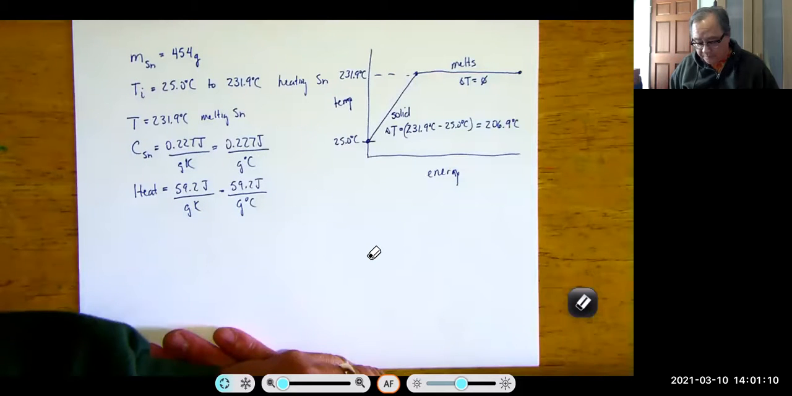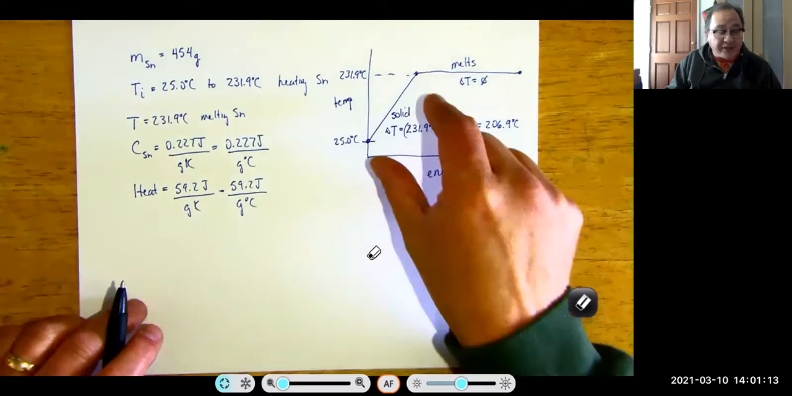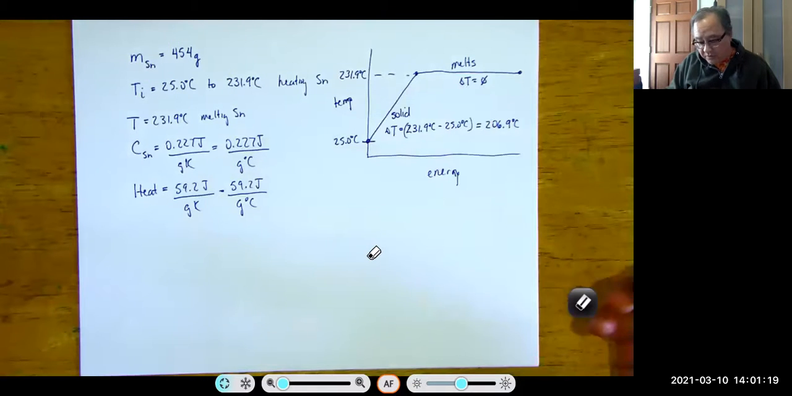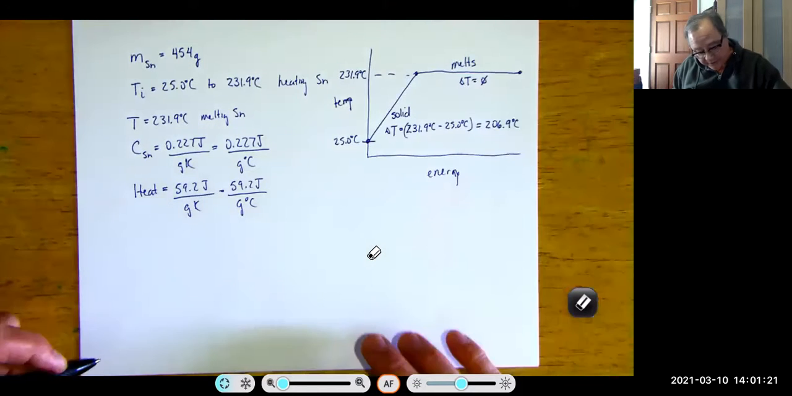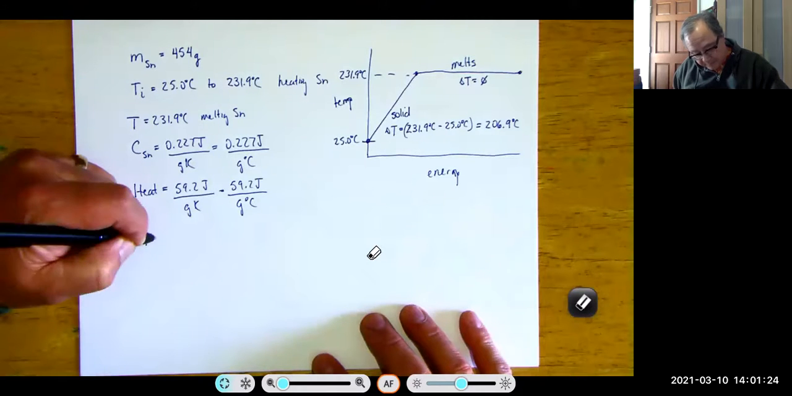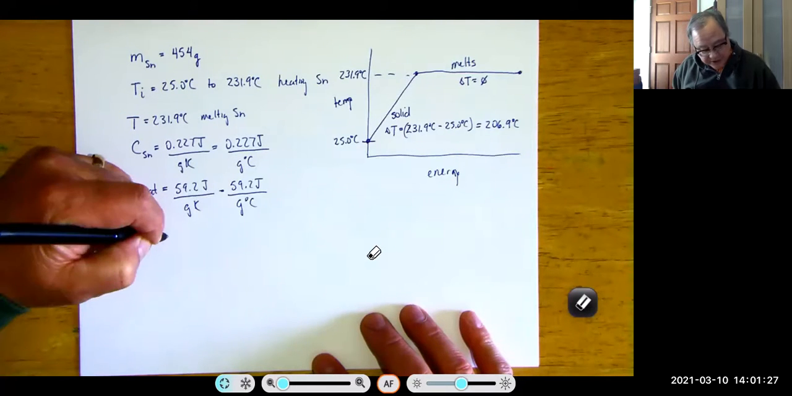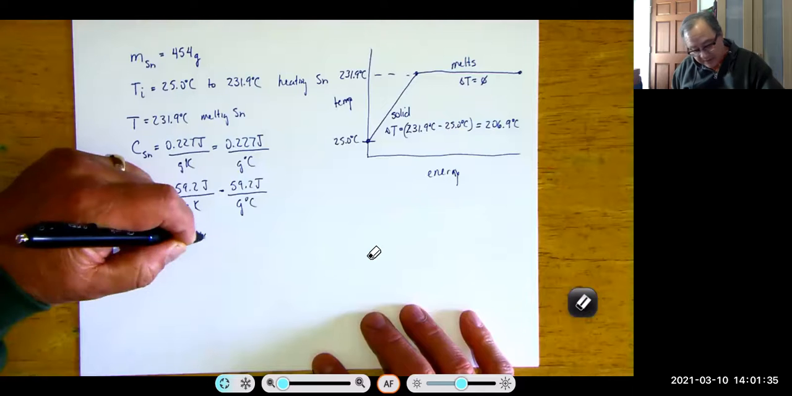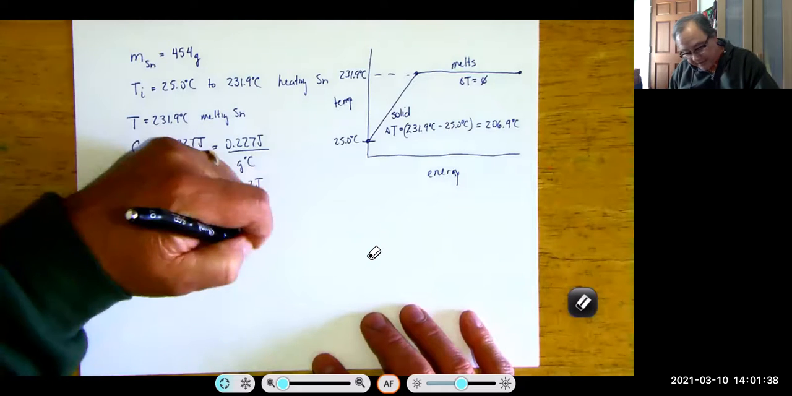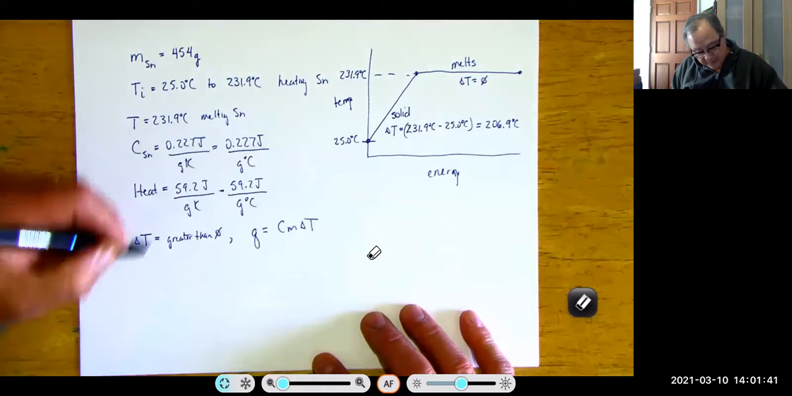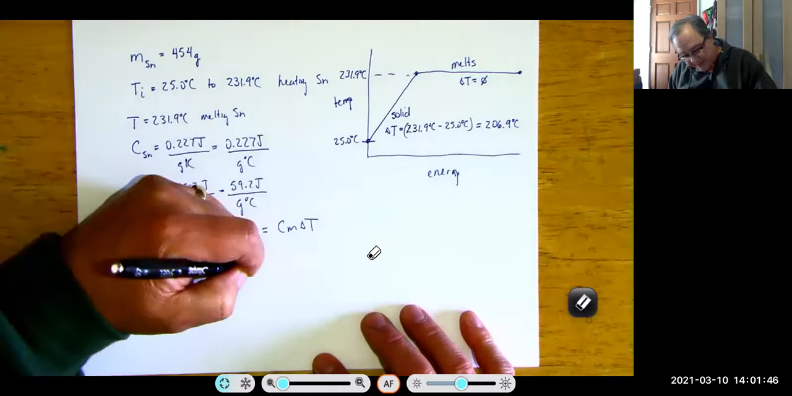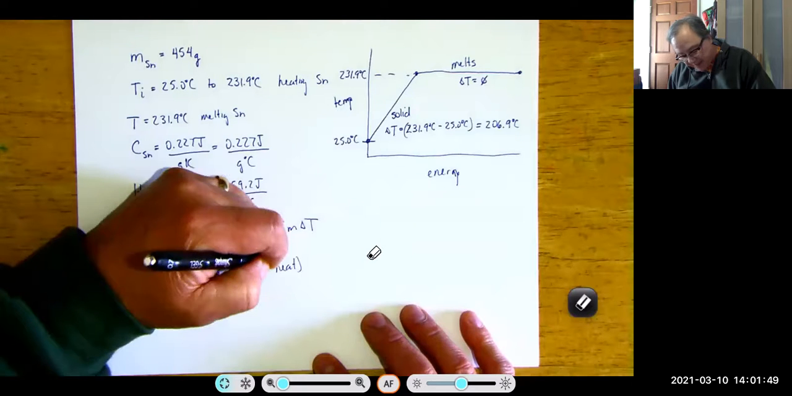All right. So we want to calculate how much energy it takes to warm up the tin and how much energy it takes to melt the tin. So we have two types of equations. If the change in temp is greater than 0, then we use this formula, Q equals Cm delta T. And if the change in temp is equal to 0, then we use Q is equal to the heat times the mass. Now, what do I mean by the heat?